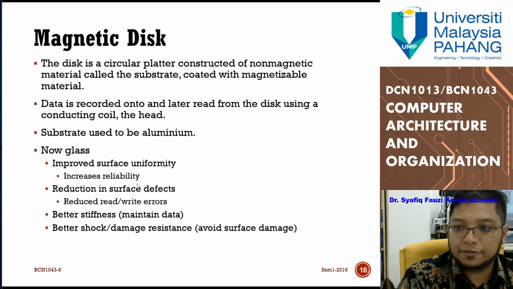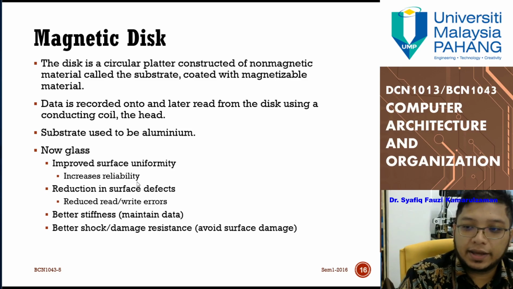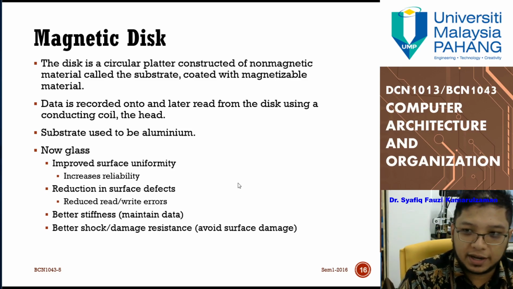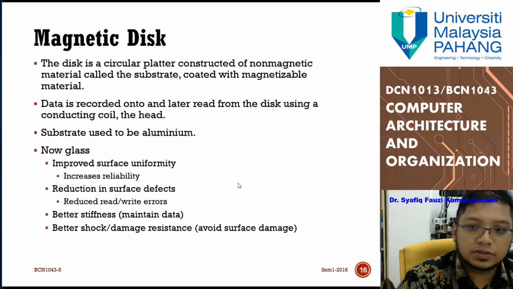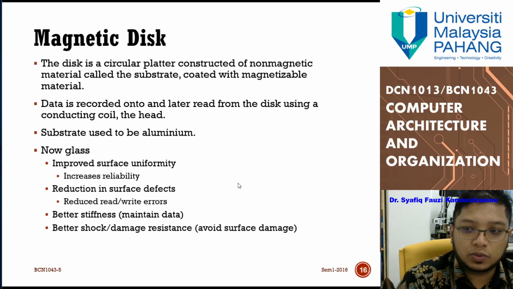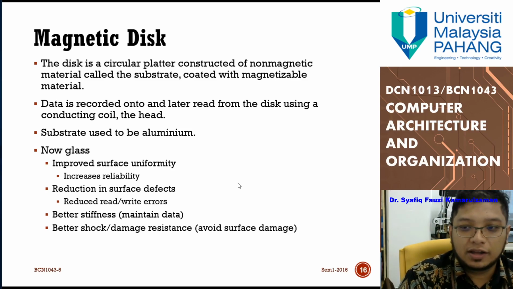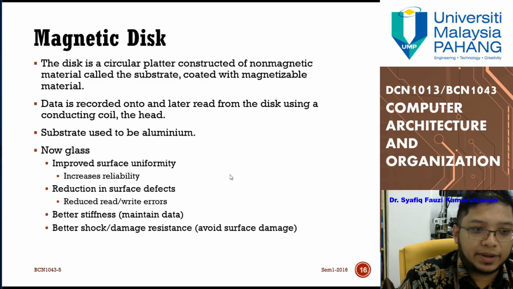Next we have the magnetic disc. A magnetic disc is a circular platter constructed of non-magnetic material called the substrate, coated with a magnetizable material. Data is recorded onto and later read from the disc using a conducting coil, which we call the head. Let's take a look at the image itself.